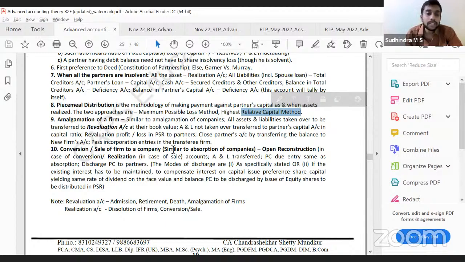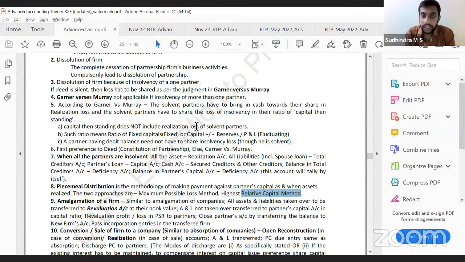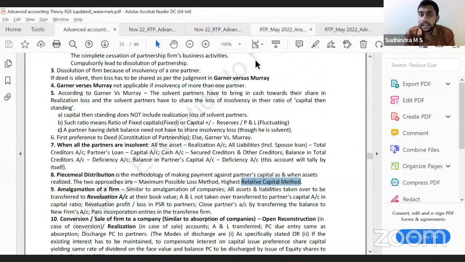That's all. Amalgamation and conversion we'll discuss later. We have not yet discussed them in detail in the regular class itself. So we'll look into it later. These are the 4 chapters that we had to discuss.